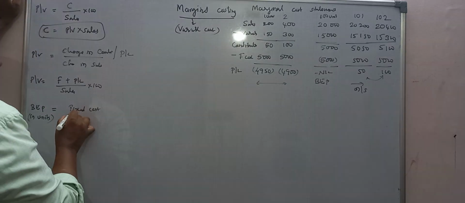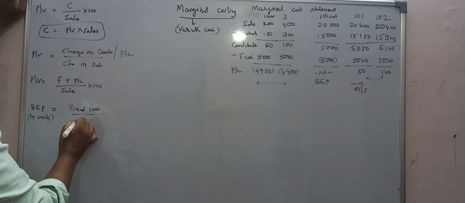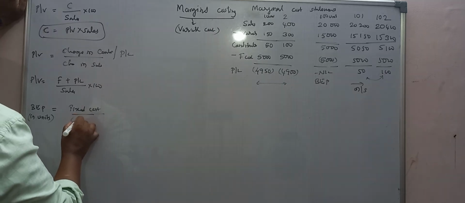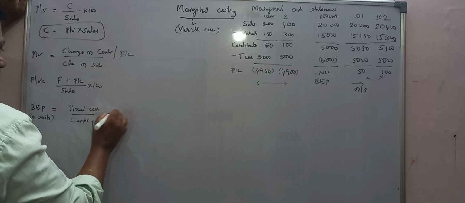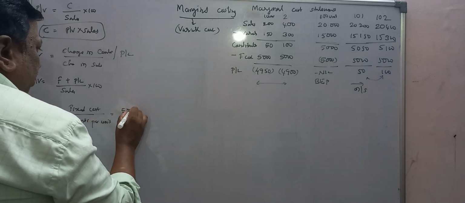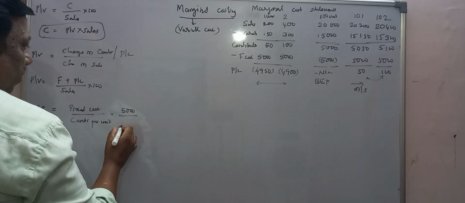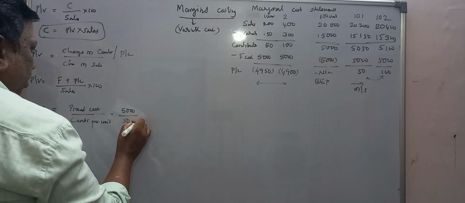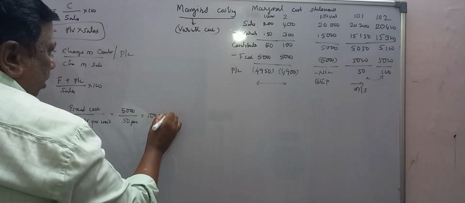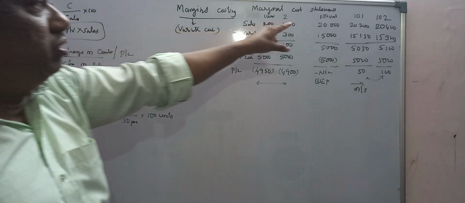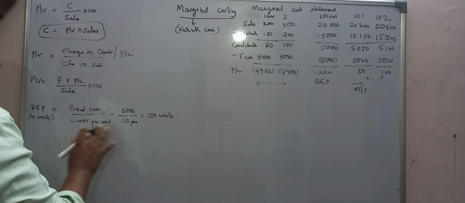Fixed cost 5,000 divided by contribution. Here don't write amount, here contribution per unit. So fixed cost how much? 5,000. Contribution per unit how much is there? 50, right? Per unit 50. So I'll get 100 units, correct? 100 units is the BEP units.